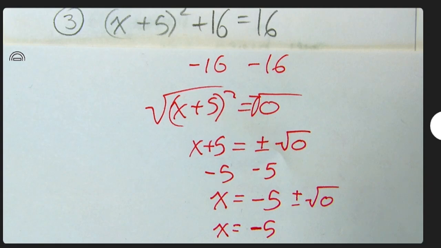So this isn't for today, but just giving you a heads up for what's coming. This would be called a double answer, because even though it's only one answer, it represents negative 5 plus and minus 0. So it's subtle.